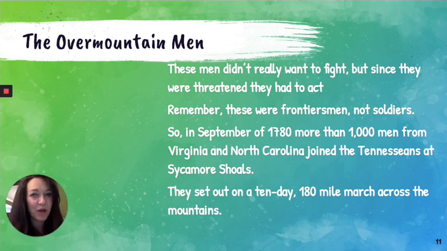That's hard for me to even wrap my brain around, to think 180 miles, and most of it would have been on foot. There were no cars, if you remember. So this would have definitely been a trek. But it also shows these men and their determination to defend their land.